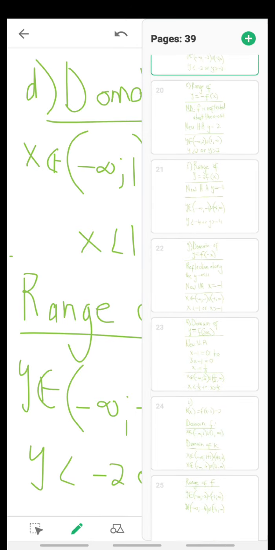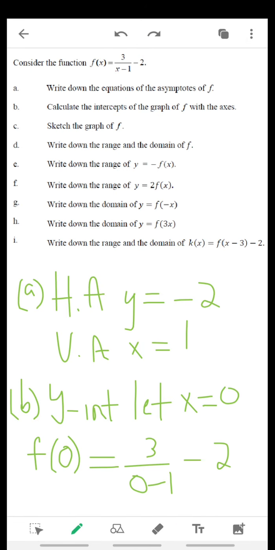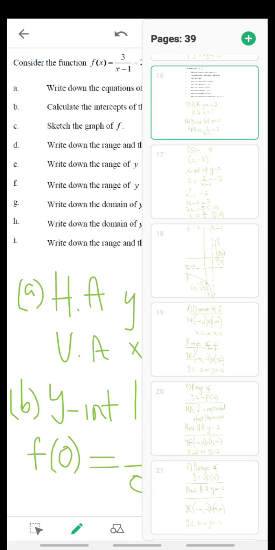Okay, good. Now let us come to question E. Write down the range of y equals minus f of x. Now I want you to take note of this. Minus f of x. The negative comes from reflection along the x-axis. So all the y values will change. So it means I can just multiply the range of f by a negative and I'll be getting the new range. Please check your translation and transformation lesson.